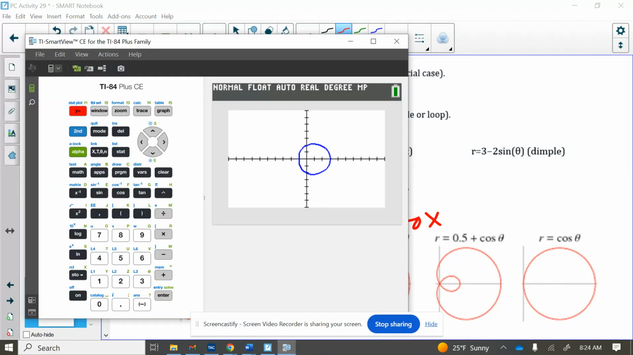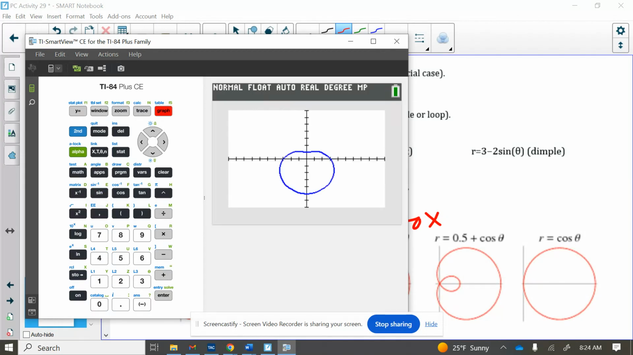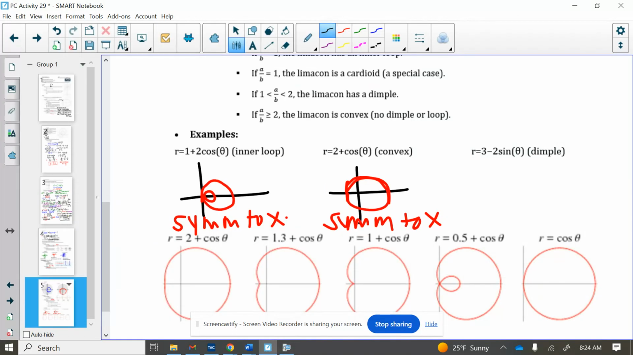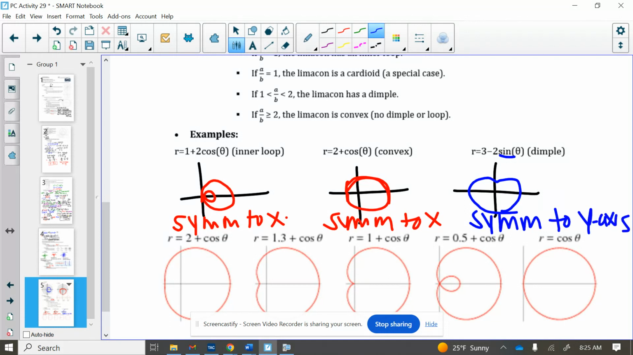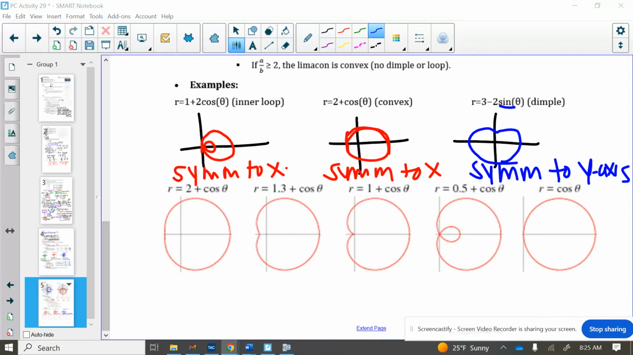And then our last one is a sine, so we know it's going to end up with symmetry to the y. If the A value is bigger than your B value, this is where you're going to have what we call a dimpled limacon, where it almost looks like a cardioid, but not quite. It's not quite as sharp. Instead, we call that the dimpled, and again, because of this sine, it's going to have symmetry to the y-axis. So again, we see a nice little transition of all of these.